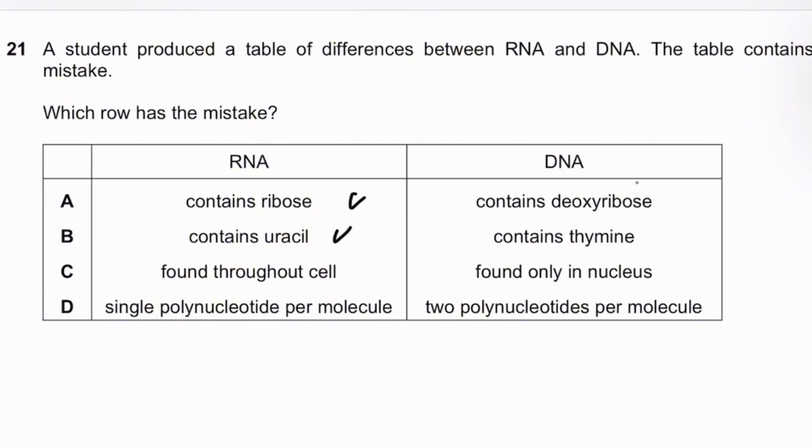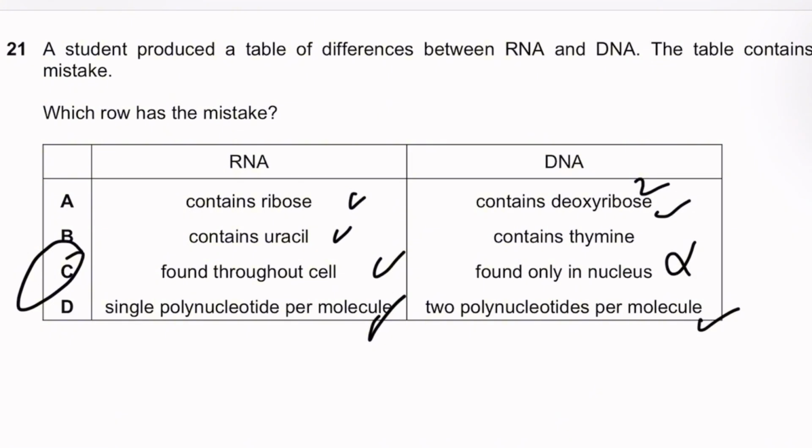Found throughout the cell. Yes, RNA is found throughout the cell. Found only in the nucleus is actually wrong, because DNA is found also in the mitochondria in circular form. So no, it's not found only in the nucleus. Okay, a single polynucleotide per molecule, that is true, and then 2 polynucleotides per molecule is true as well. So C is your answer.